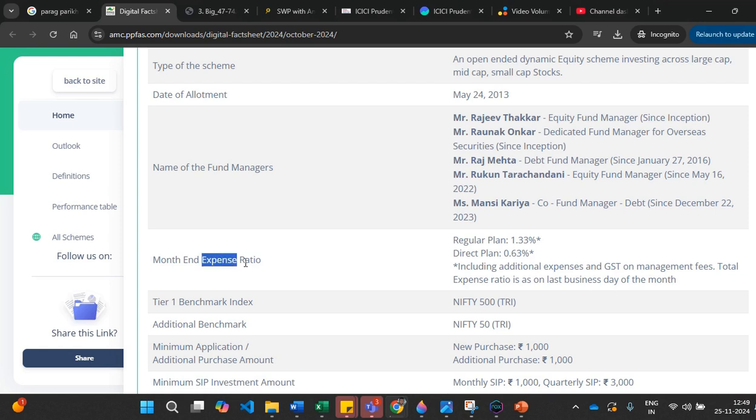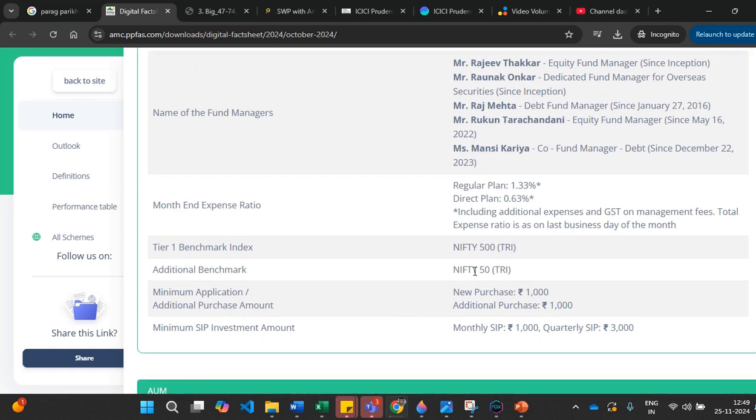As I mentioned, what is the expense ratio, right? For this mutual fund, the regular plan is taking 1.33%. For the direct plan, it is 0.63%. That is the expense ratio it is taking, which includes additional expenses and GST on the management fees. And you can see the benchmark they set. This mutual fund sets a benchmark of Nifty 500, and additionally a Nifty 50. So if it beats both of these, then it is performing well.